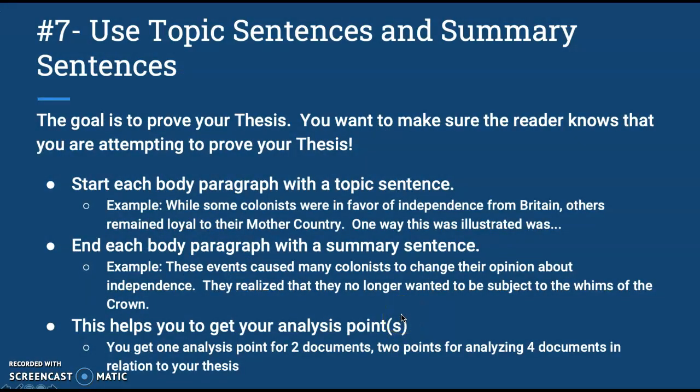All right, so you definitely want to use topic sentences because you want to get this analysis point. The point is to prove your thesis, so you need to make sure that the reader knows that you're attempting to prove your thesis. Start each body paragraph with a topic sentence. One example would be, while some colonists were in favor of independence from Britain, others remained loyal to their mother country. One way this was illustrated was, and you could say, as shown in document whatever, but don't start your paragraph with, document number 1 says. That's a real tee-off that you're not going to be having a lot of analysis there.